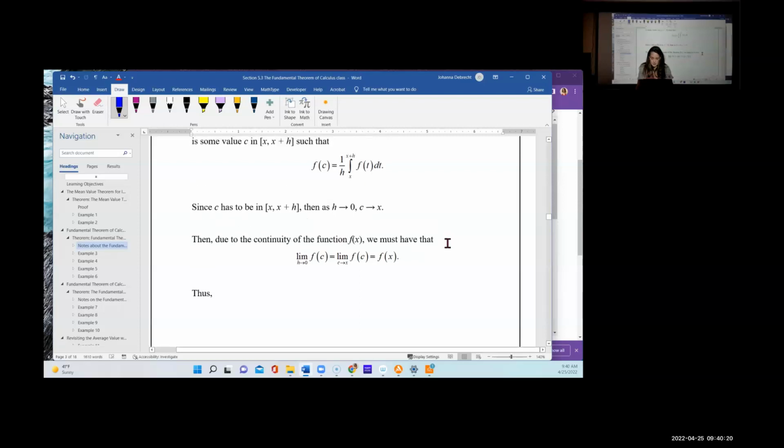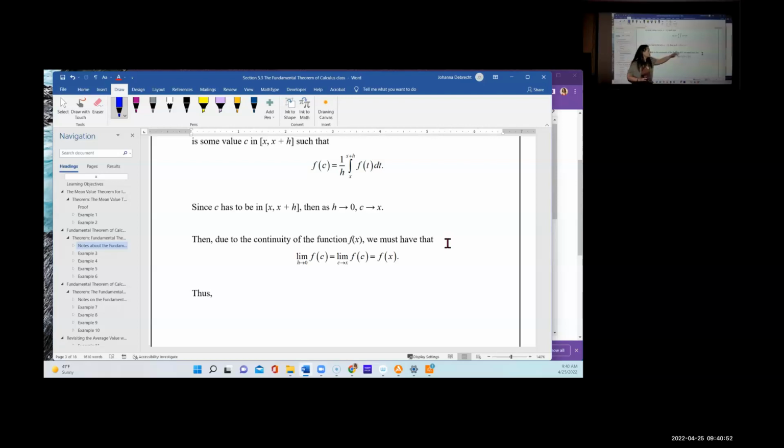Now, C has to be between X and X plus H. So as we make H go to 0, C is going to approach X. As H gets smaller and smaller, the distance between X and X plus H gets smaller and smaller, and they start coming closer and closer together, which makes the value of C, which has to stay in that interval, get closer and closer to X, the one end that doesn't change.